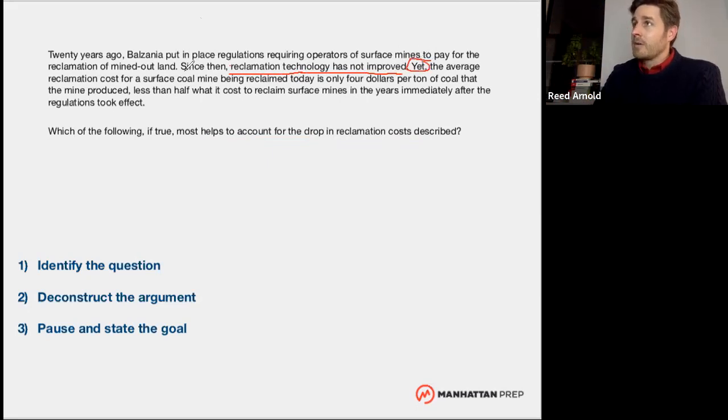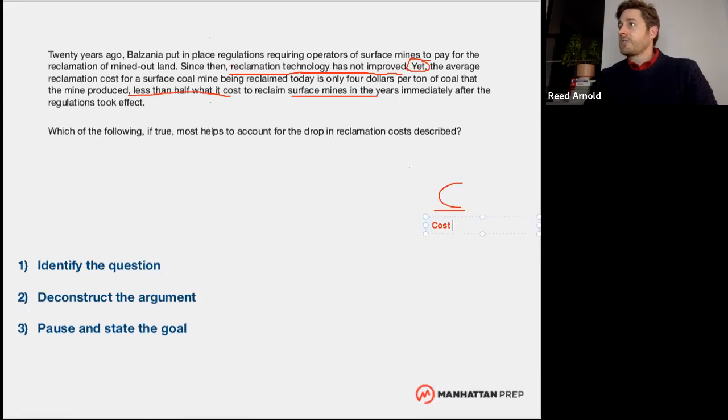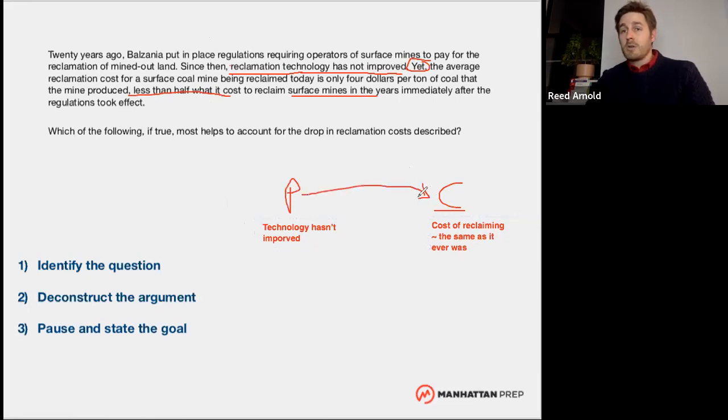Yet, says the author, the cost of a mine being reclaimed is less than half what it cost to reclaim mines after this law was passed. And so I kind of, okay, now I get it, right? Conclusion, probably something like: the cost of reclaiming is about the same as it ever was. Why? Because technology hasn't improved for reclaiming. That's the premise. This is the argument that used to be, right? This is the expectation. Turns out, so says the author, this is wrong. Actually, it's half as much.